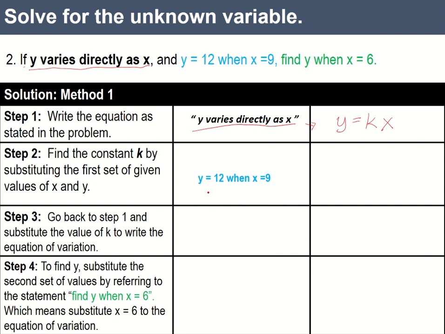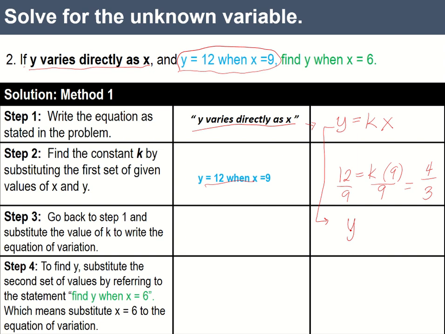Then we are going to substitute the first set of given values. We will use this, which is also found here. So we have now y is equal to 12. Copy k. Then we have x is equal to 9. So dividing both sides by 9. Both 12 and 9 are divisible by 3. So we have our constant: 12 divided by 3 is 4, and 9 divided by 3 is 3. So our constant is 4 over 3. Then we go back to equation 1.